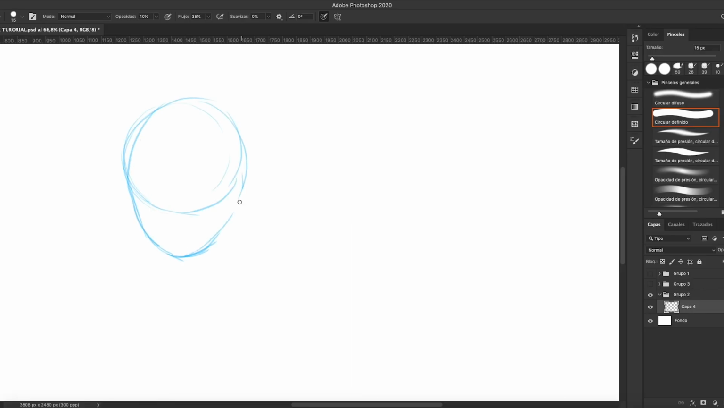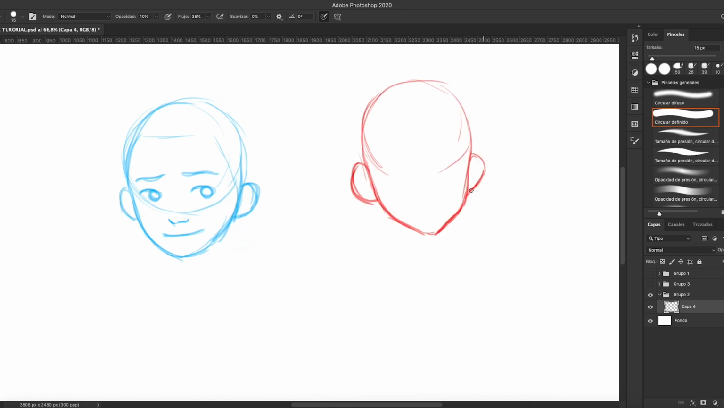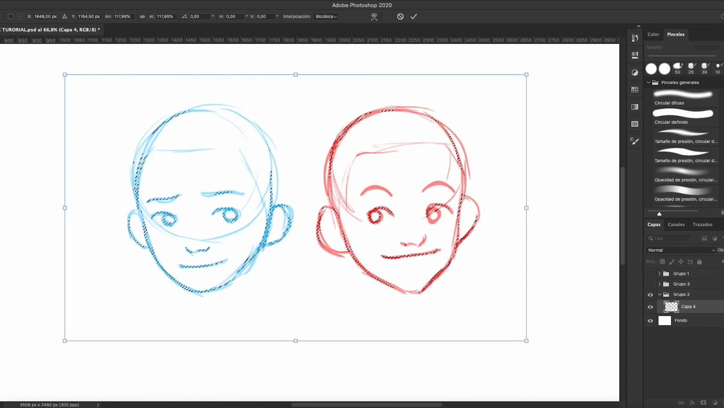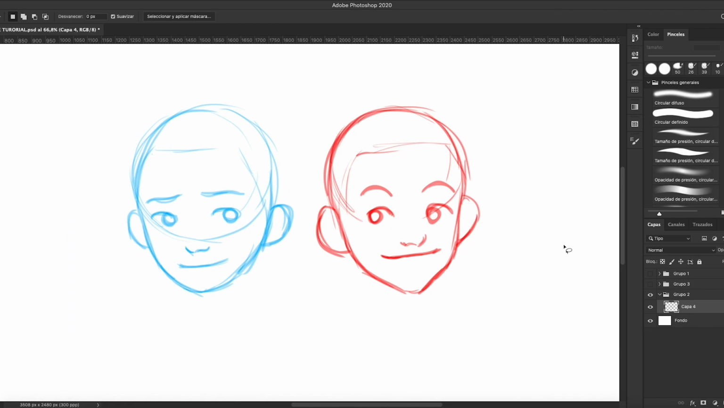I'm going to draw 2 characters with the same easy shapes, so you can spot their personalities. Would you say that we can tell what kind of people these 2 are? Why don't you apply that to your characters? Give them some feelings and use their expressions as a way of showcasing their personality.